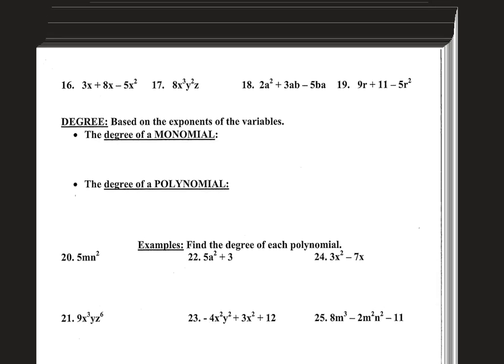What I want you to do is 16, 17, and 18, or 16 through 19, and when the video plays again, we'll talk about this next term. Okay, and here are your answers. Again, notice the combining of like terms.